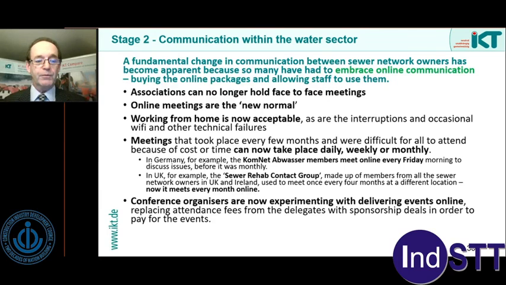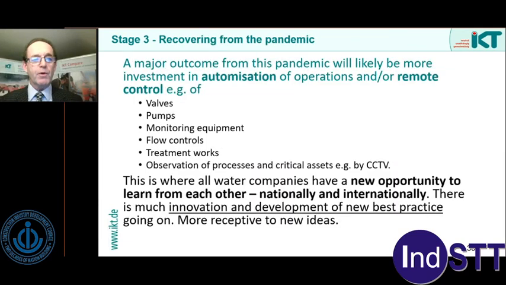And a major outcome, I think, is going to be we're going to see more automation and remote working on sewer networks. And this is where all companies have the opportunity to learn from each other nationally and internationally. There's going to be a lot of innovation and development, and basically water and sewage companies are going to be more receptive to new ideas.